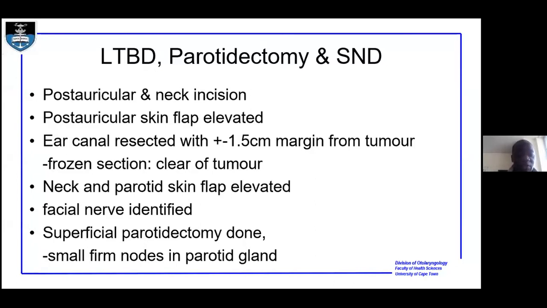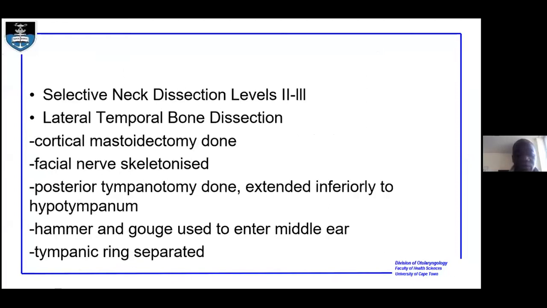In the parotid, there were small firm nodes. And we also proceeded to do a selective neck dissection of levels 2 and 3, and did a lateral temporal bone dissection. We did a cortical mastoidectomy, and we skeletonized the facial nerve. A posterior tympanotomy was done, which was extended inferiorly to the hypotympanum.